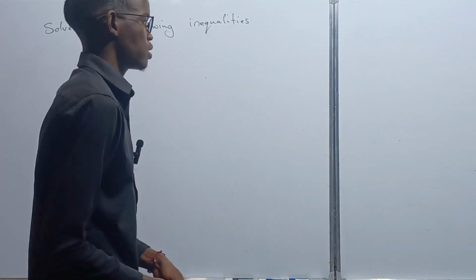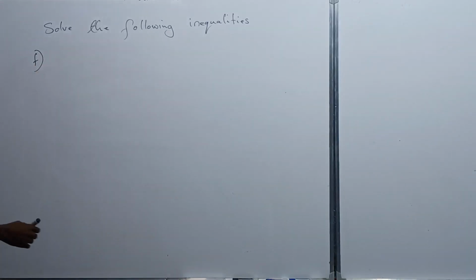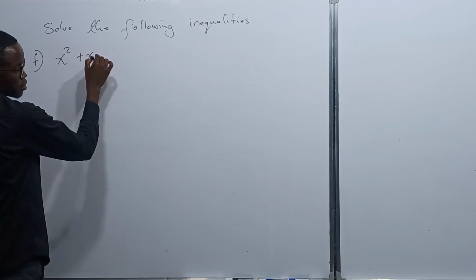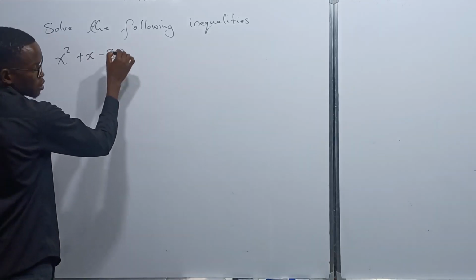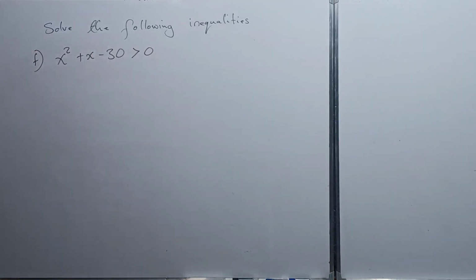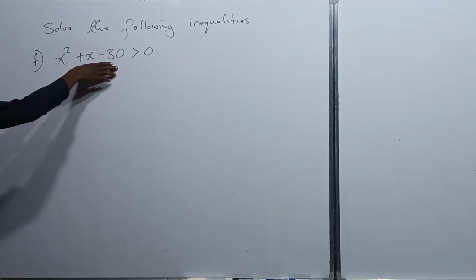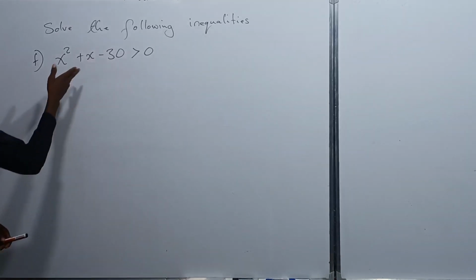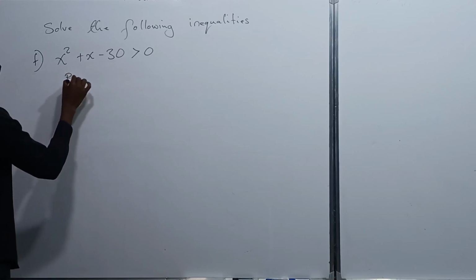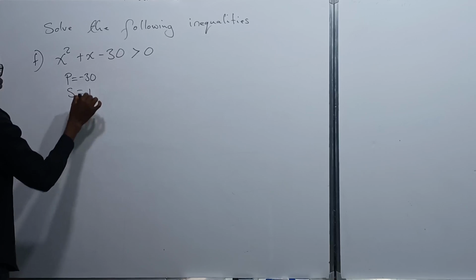Okay, so the next inequality that we're solving is f. So x squared plus x minus 30 is greater than 0. If we look at this part of the inequality, this is a quadratic expression. So now what we're going to do is find the product and the sum for this one. We use the factorization method. So the product is negative 30, and the sum is 1.